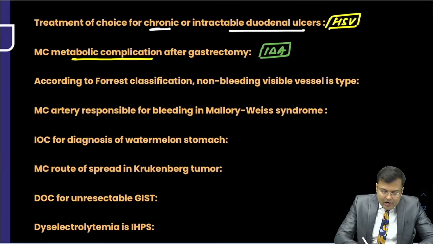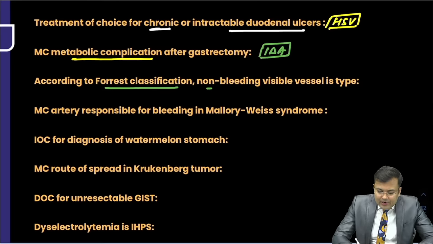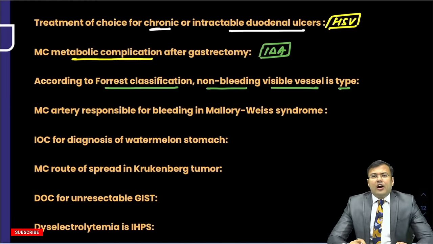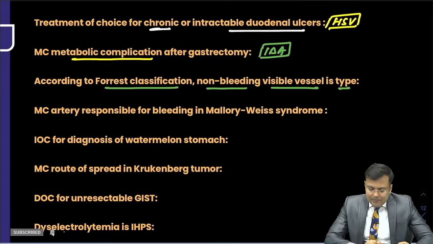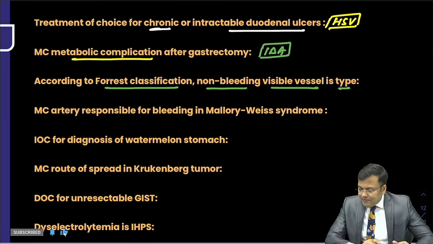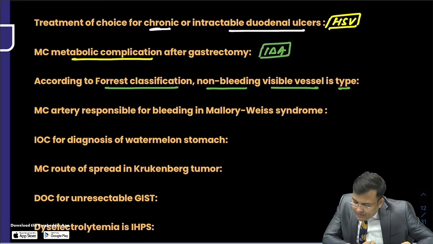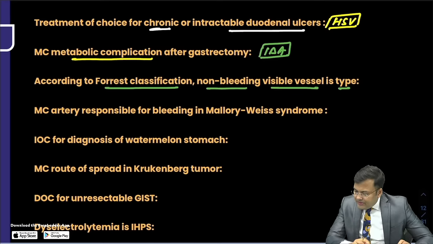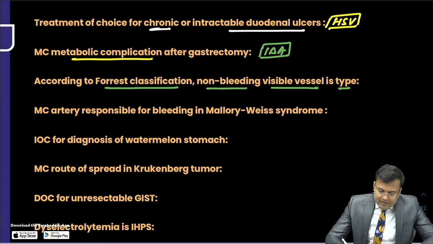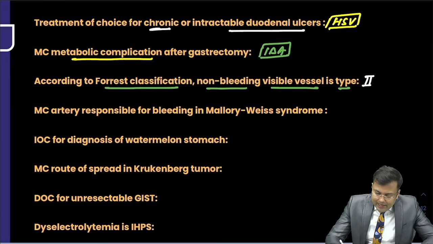Next question. According to Forest classification, non-bleeding visible vessel is which type? Type 1A, 1B, 2A, 2B. Yes. Swatantra Verma. It is type 2A. Non-bleeding visible vessel. This is type 2A.